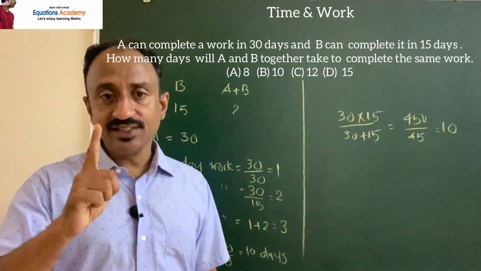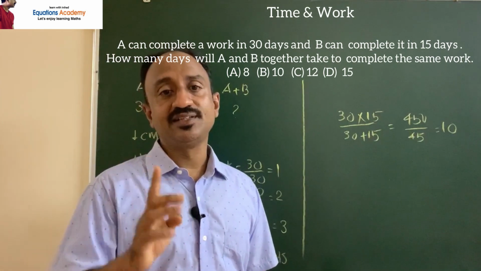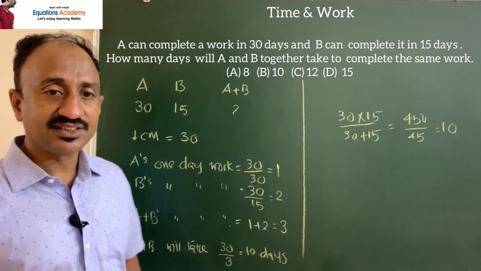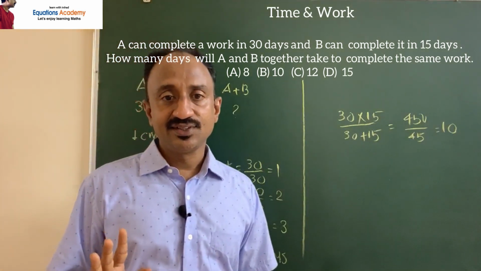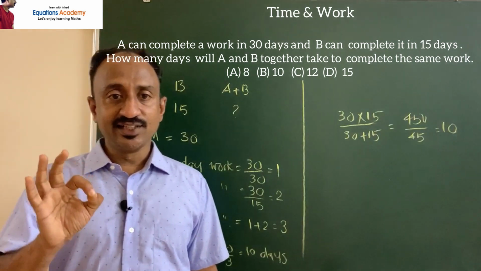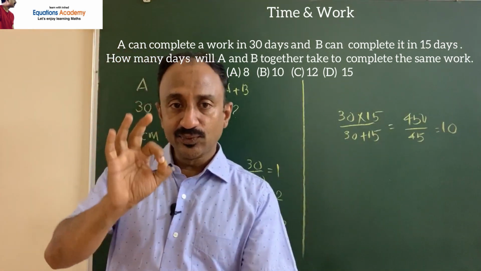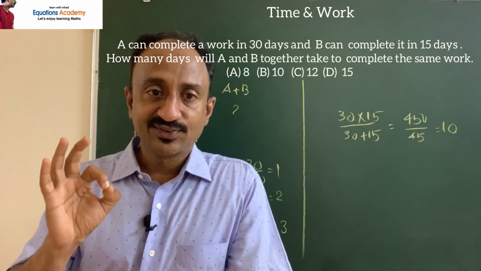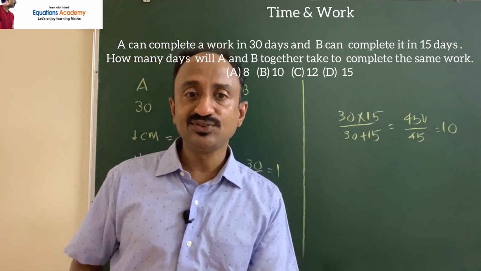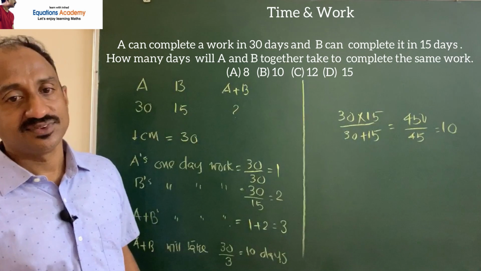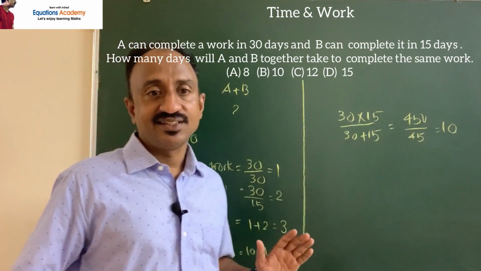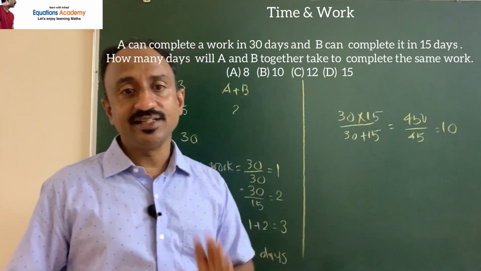3 units in a day. So to complete 30 units, how many days? 30 divided by 3, which is equal to 10 days. 30 units, 3 units in a day, so 30 divided by 3 is equal to 10. So A and B will together complete the work in 10 days.